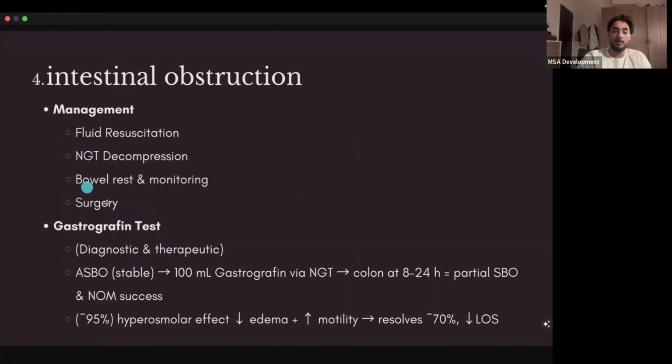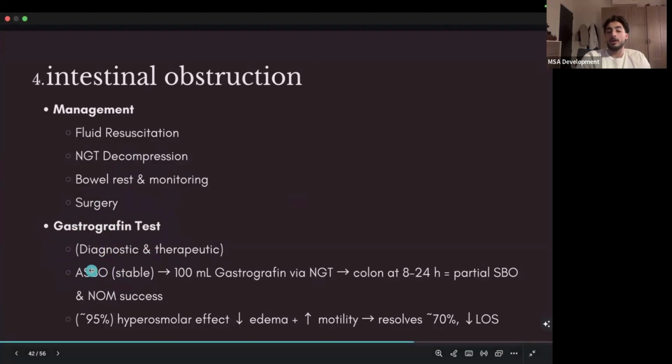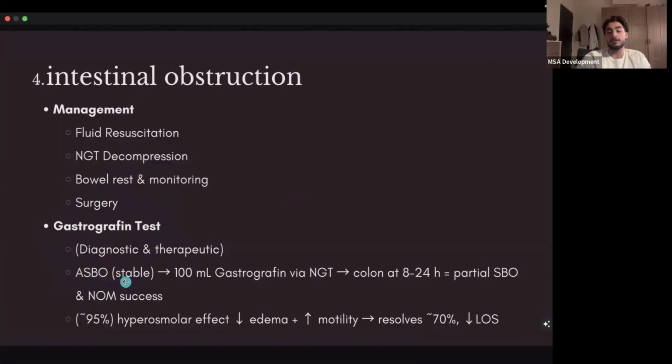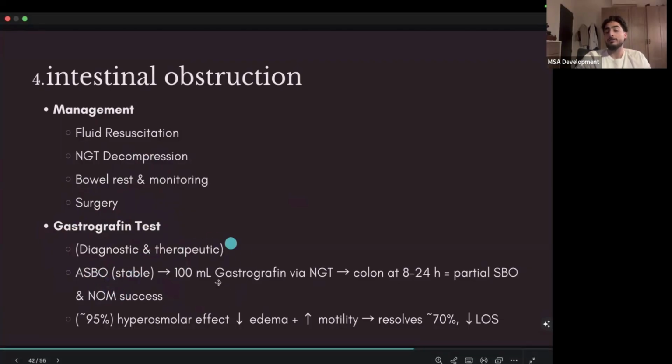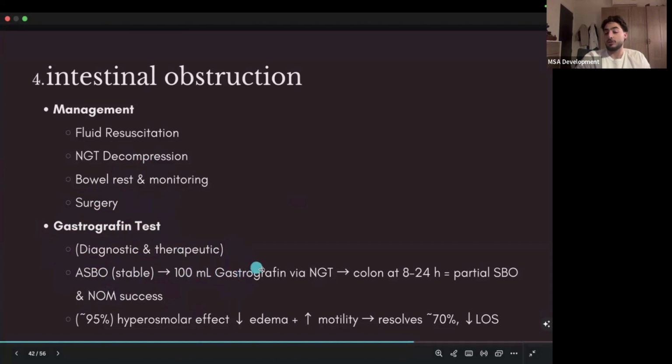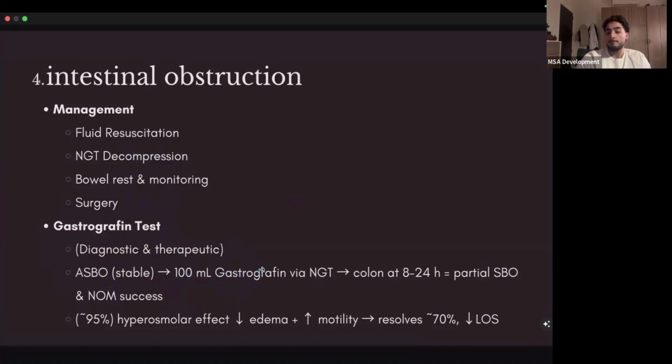You could also do surgery, or you could do something called the gastrographin test. Now, the gastrographin test is both diagnostic and therapeutic. Basically, you're going to take gastrographin and insert it, and this is for adhesive small bowel obstruction. All right, when there's actual adhesions. So you're going to give 100 milliliters of gastrographin via nasogastric tube. Okay, and then you're going to see the colon after 8 to 24 hours.